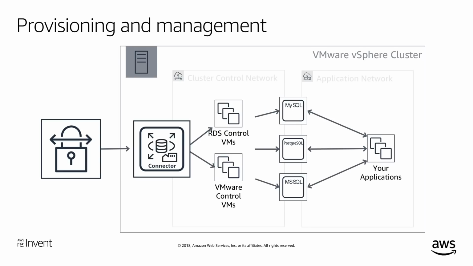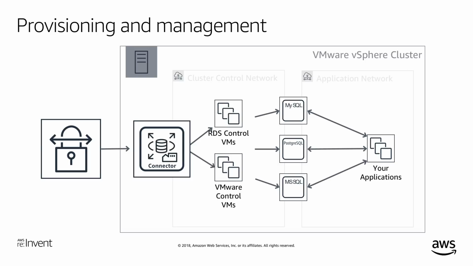So provisioning and management. In a customer's data center, I mentioned you download the VMware connector and install it on your VMware cluster in your own cluster control network. And that cluster control network is a control plane similar to the private control plane that's used in AWS for your VMware cluster. And so an RDS instance is dual homed, meaning it exists in its own private virtual private cloud for management and other activities that are done as part of our shared responsibility model.